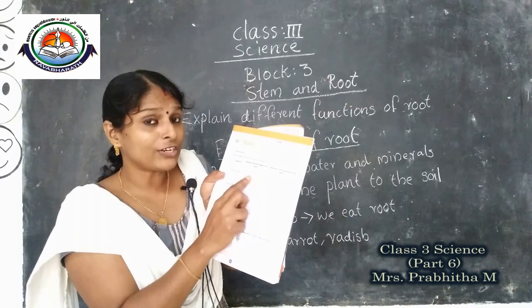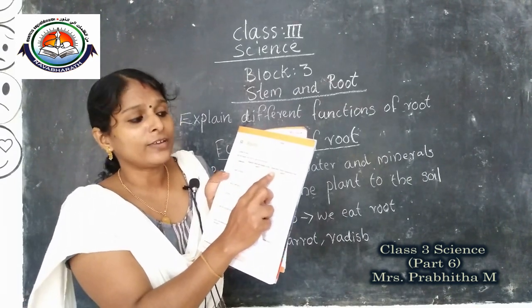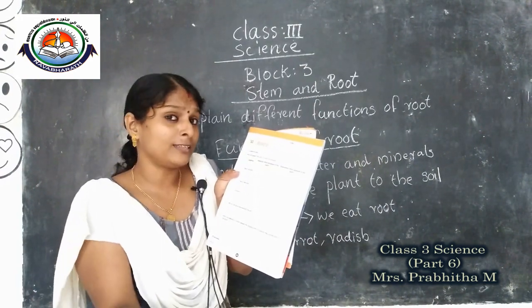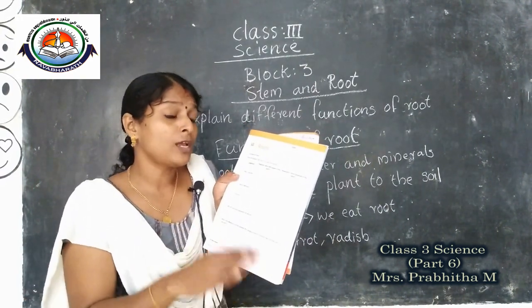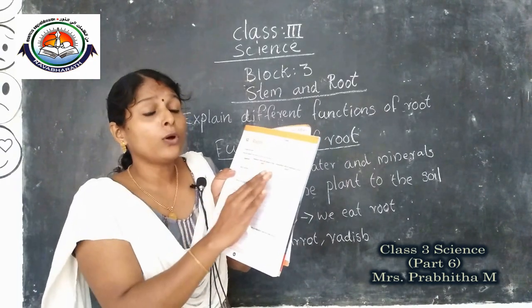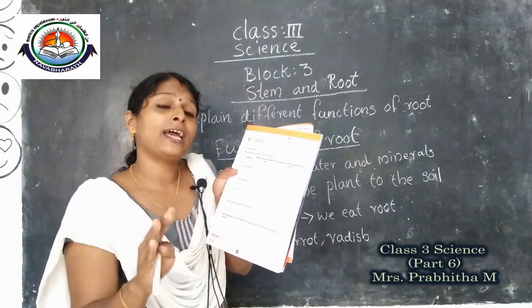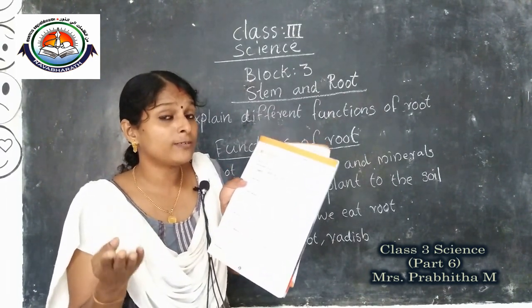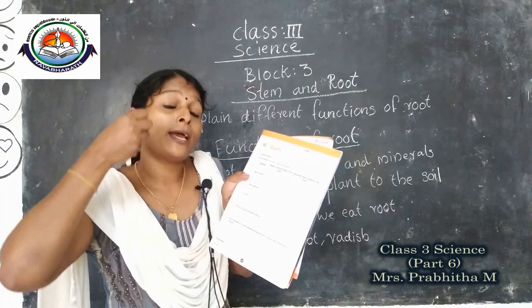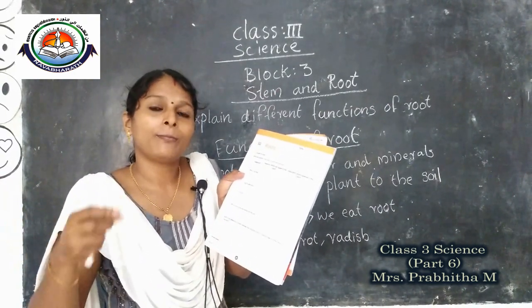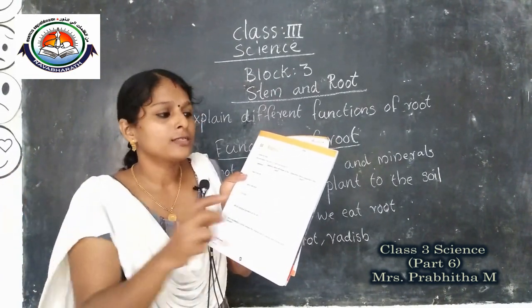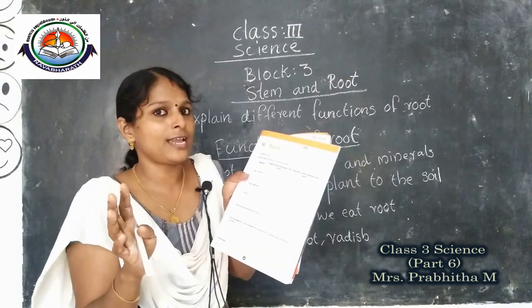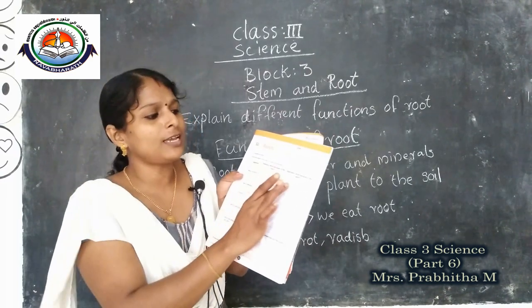Understood? The second column is observation. We observe that plant for many days, since I cut the root some days before. When we observed the plant for many days, what happened to it? We could find that the plant died, isn't it? So here we have to write: the plant died.